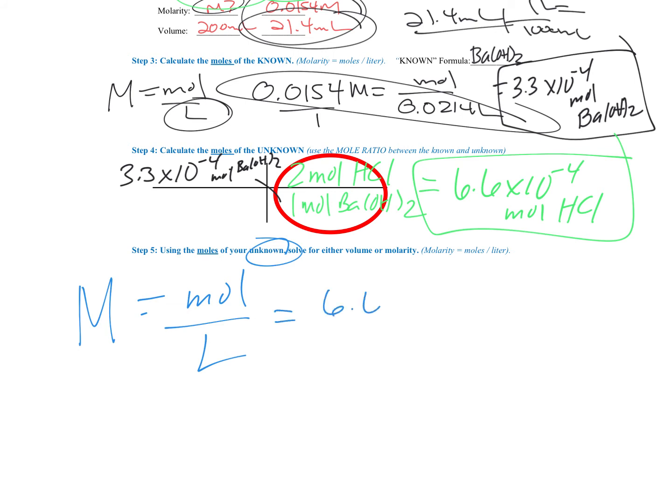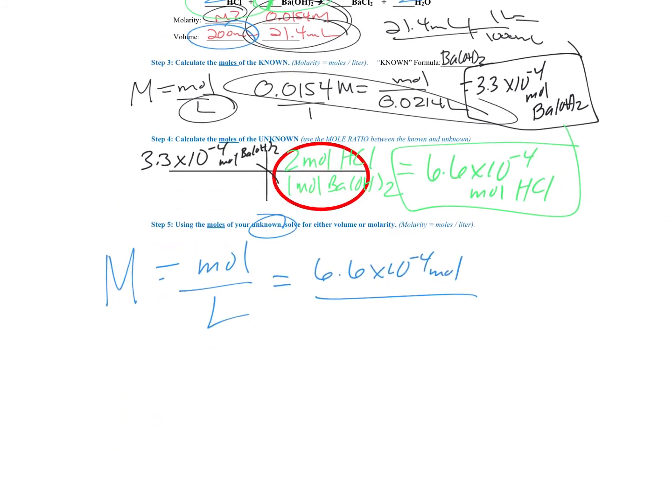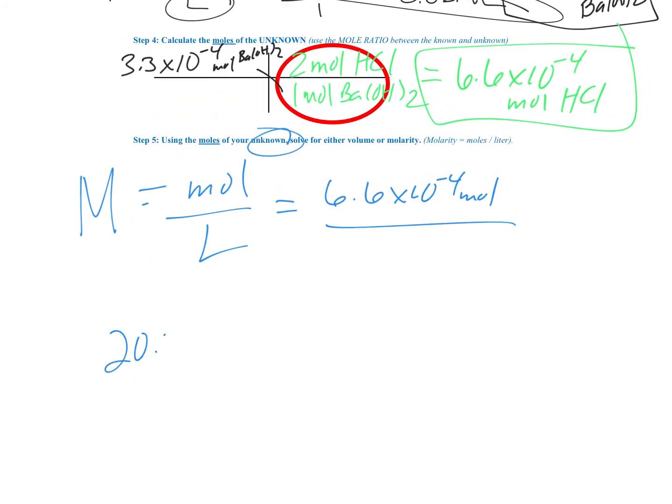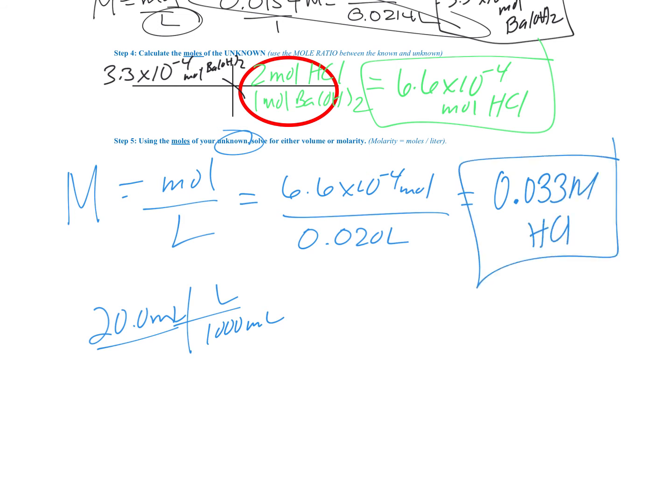So we know our moles are 6.6 times 10 to the negative fourth, and we know our volume of our unknown was 20 milliliters. And we know that our molarity formula requires liters, so it's 0.020 liters. And I'll divide 6.6 e negative 4 divided by 0.02, and the molarity of our, I'll say unknown acid, but we know the acid's hydrochloric acid. But our unknown molarity is 0.033 molar of hydrochloric acid.